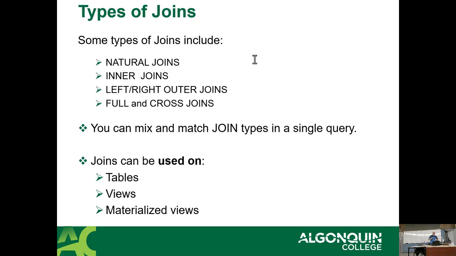So there's a bunch of kinds of joins. I'm actually going to talk about all of these when I do my demonstrations. But we have natural joins, inner joins, left, right, outer joins, and full, also known as cross joins. Joins can be used on tables, views, and materialized views. And since it was not included in the previous slides, you can also use them on derived tables.